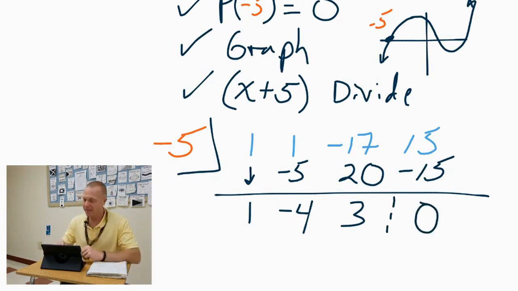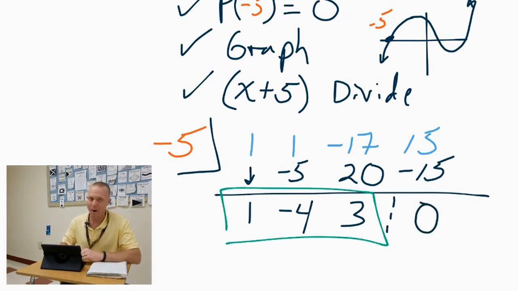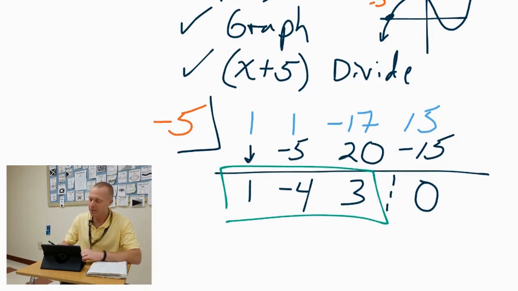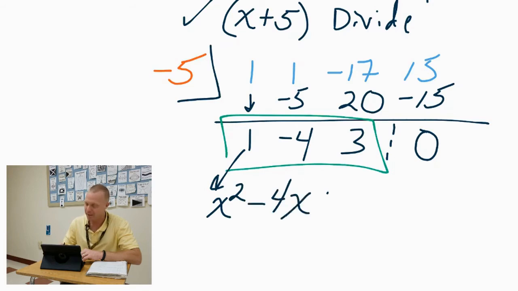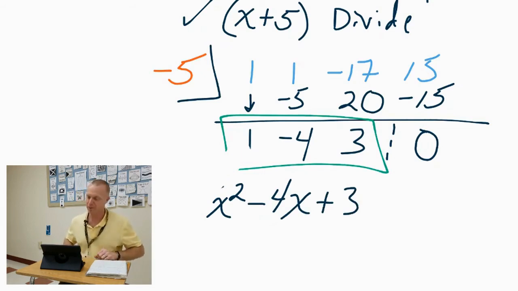Now remember, the numbers that we got here, the 1, -4, and 3, actually represent a depressed polynomial. It's not depressed because it's sad, but because its degree has gone down by 1. So this 1 is the coefficient on a degree of 2, this -4 is the coefficient on just x, and then we end up with 3. So our depressed polynomial is x squared minus 4x plus 3.